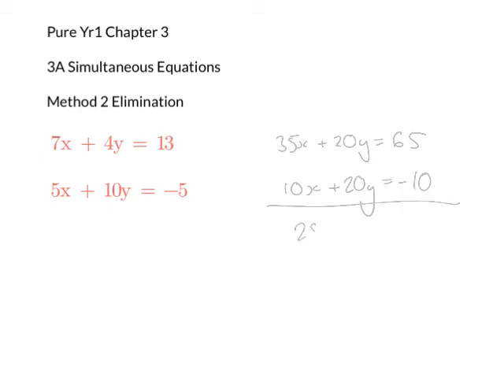Now, because we have positive 2y in each, we're going to do the top line, take away the bottom line, and solve for x. At this stage, we substitute back in to either equation. We'll do the top equation this time, and we get our value for y.